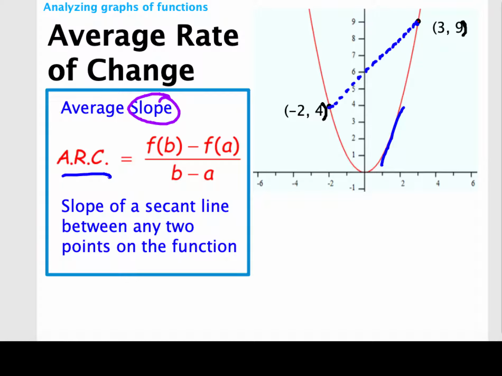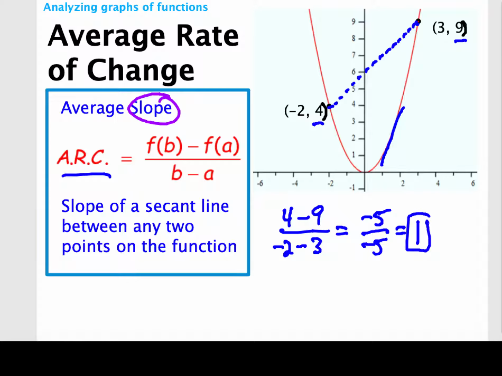Remember, the function f of b is just a y-coordinate. f of a is just a y-coordinate for points b and a on the x values. So if we want to find the average rate of change, we're just going to say the y value 4 minus the other y value, over -2 minus 3. So we're going to get -5 over -5 equal to 1, and our average rate of change, essentially the slope between those 2 points, is 1.